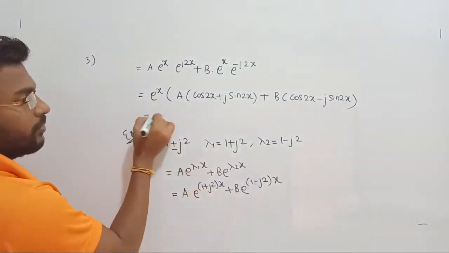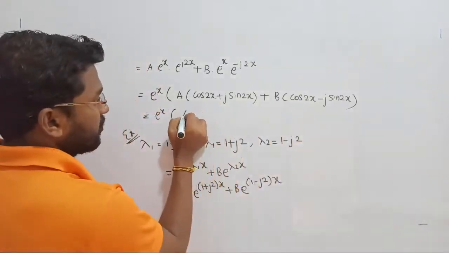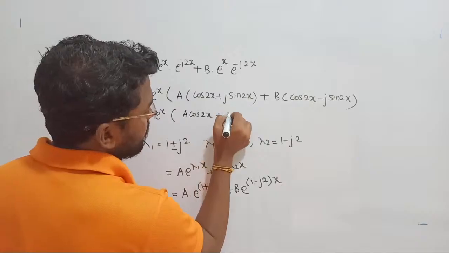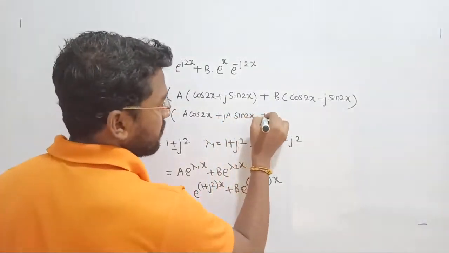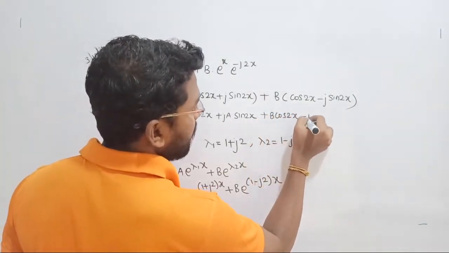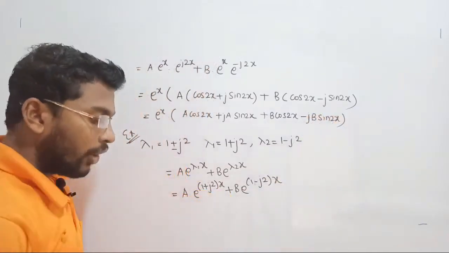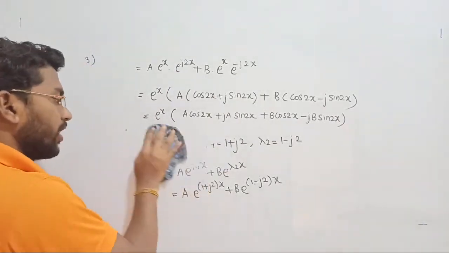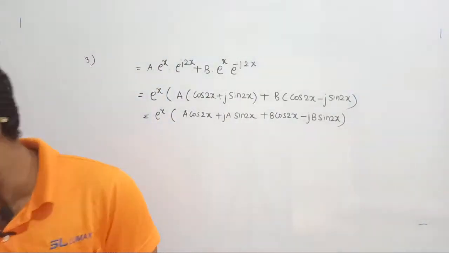Now let me club them together. It can be written as e power x into, if you open up the bracket, a into cos 2x plus j times a into sin 2x. Similarly, plus b into cos 2x minus j times b into sin 2x. I am just proving how we write the complex roots, because if you forget, then you can bring the answer directly in the examination. That's why I am writing the solution for that function.